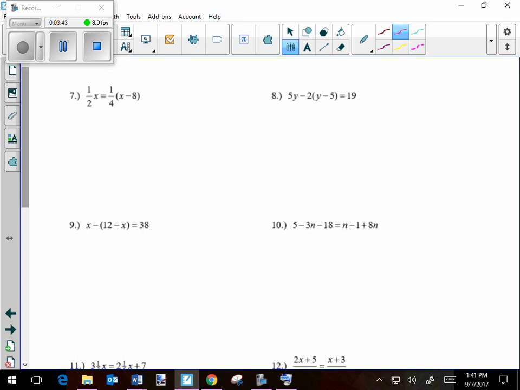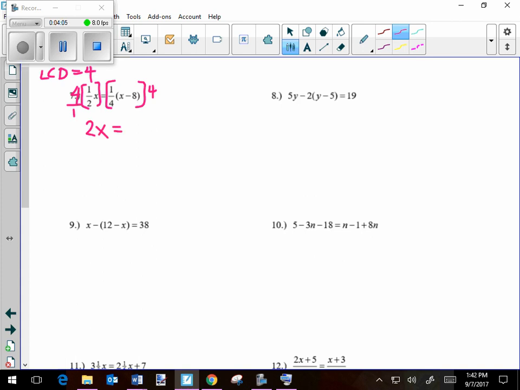So what I'll do is I'll recognize that my least common denominator is 4, and I'll multiply both sides of this equation by 4. So I'm going to multiply a 4 on this side, and then I'm going to multiply a 4 on this side. 4 on this side is 4 over 1 times 1/2. It's half of 4, which is 2x.